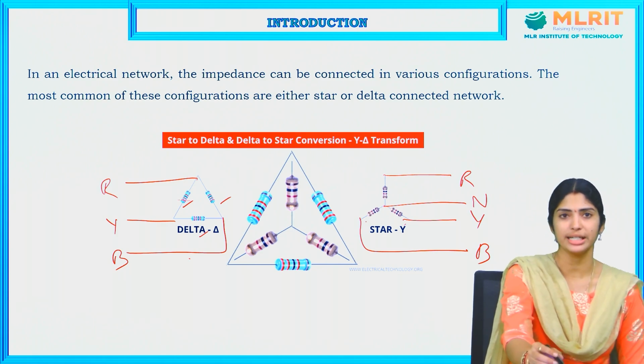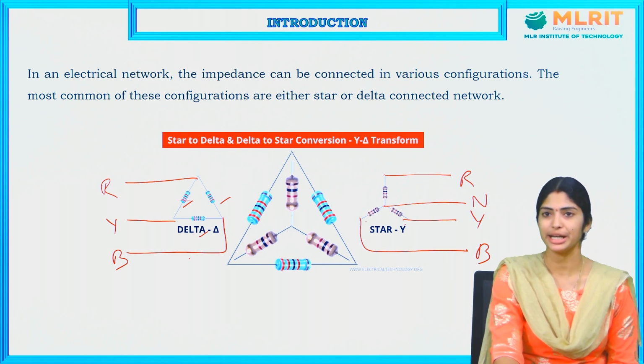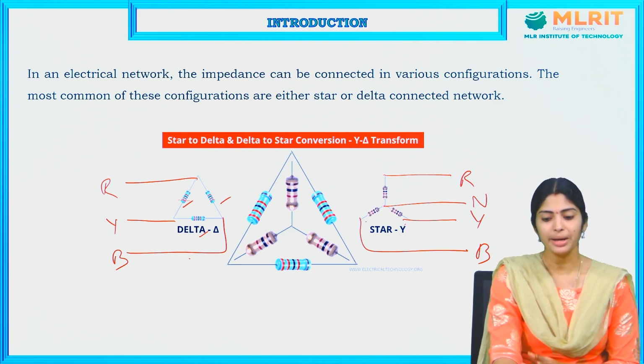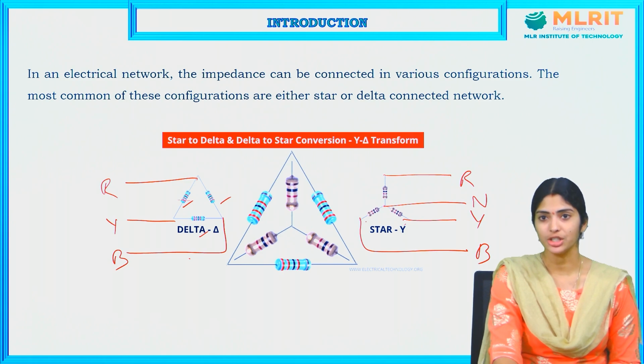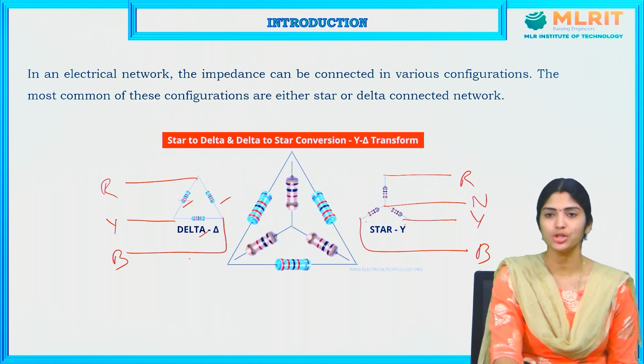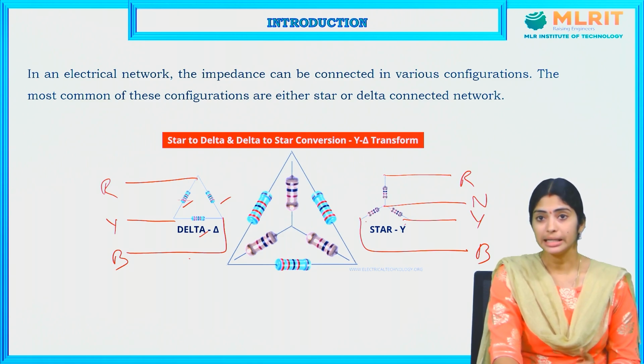In any electrical network, the impedances can be connected in various configurations. These are the two main configurations, star and delta. Star to delta and delta to star conversion is very useful in reducing circuits. If there is any complex circuit, we can reduce or solve the circuit by using these conversions. So star to delta and delta to star plays a major role in learning electrical circuits and in solving complex problems.